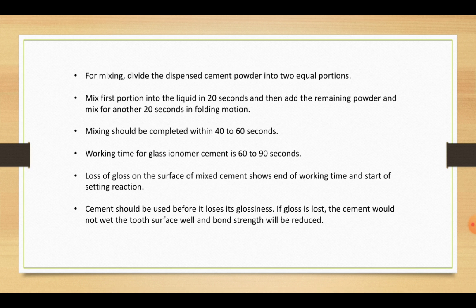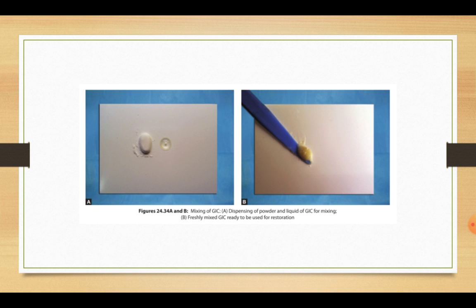Cement should be used before it loses its glossiness. That means as long as the cement is glossy, it must be used. If the gloss is lost, the cement would not wet the tooth surface well and bond strength will be reduced. Here you can see the dispensing of powder and liquid of GIC for mixing, and there is also freshly mixed GIC. This is how a freshly mixed GIC looks after it is mixed, and this shows how it should be glossy and it should not lose its glossiness before you put it inside the cavity preparation.